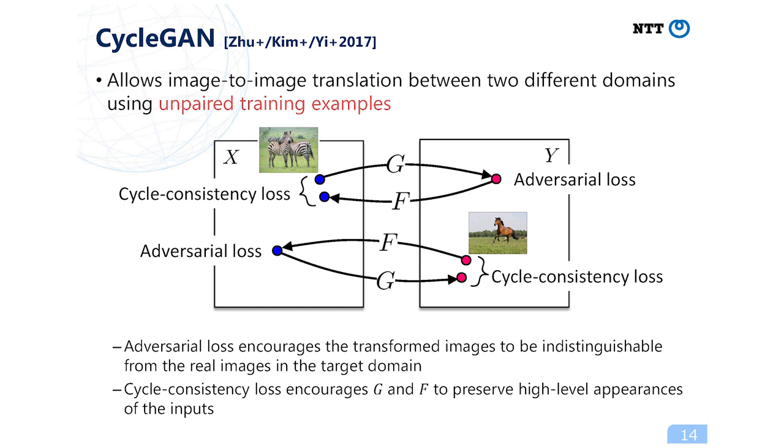Okay, so going back to CycleGAN, by using this adversarial loss, we can encourage the transformed images to be indistinguishable from the real images in the target domain. So the task here is to train G and F, which correspond to the mappings from one domain to another. But using just the adversarial loss is not enough, because using this will just give you generated samples that follow the distribution of the target domain. So the nice idea in CycleGAN is the use of another loss called the cycle consistency loss. And this loss encourages G and F to preserve high-level appearances of the inputs.